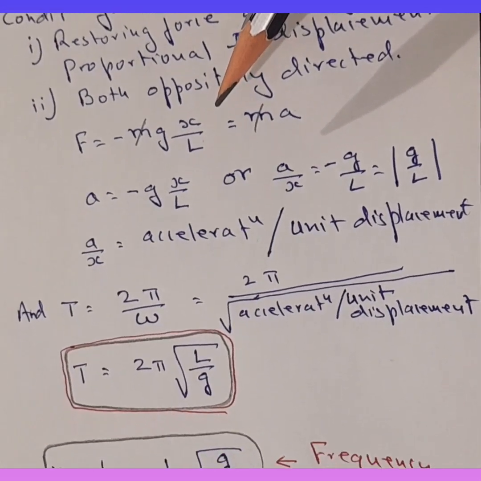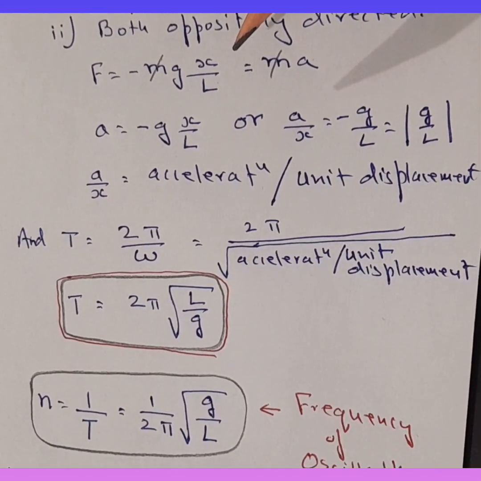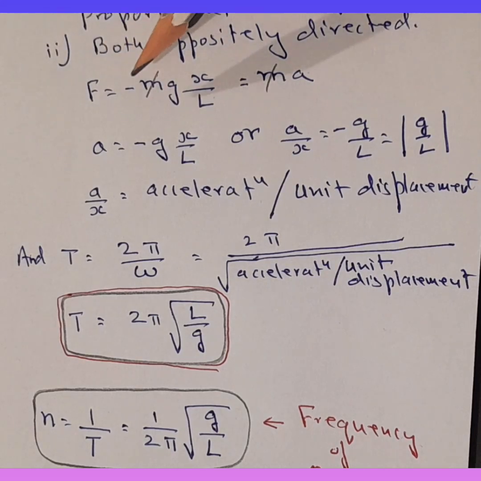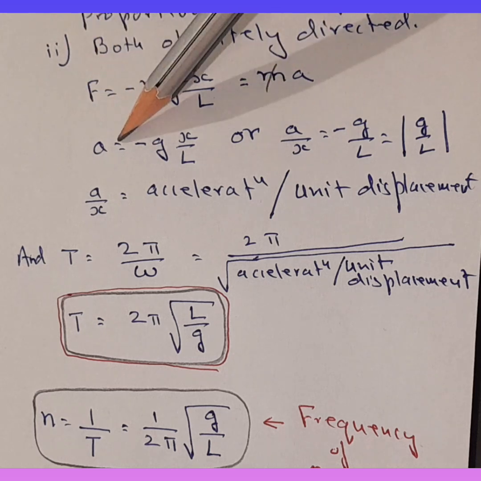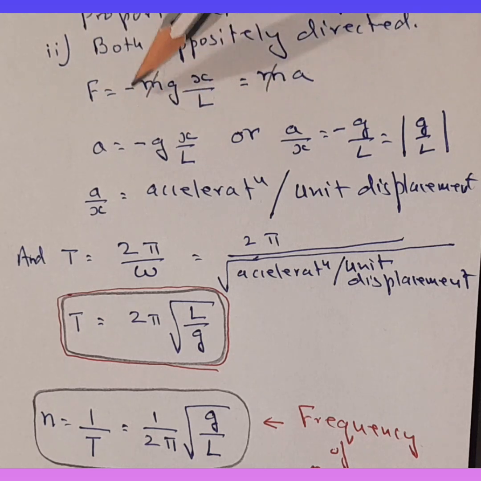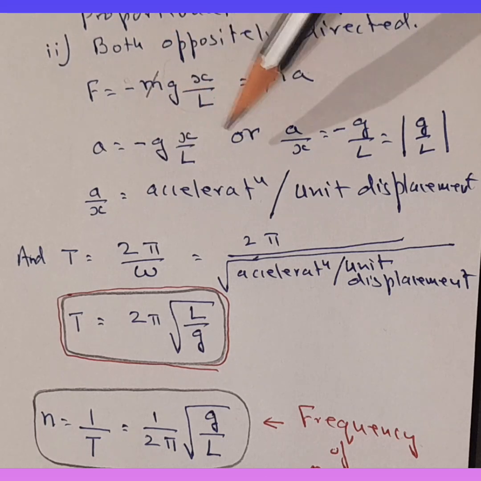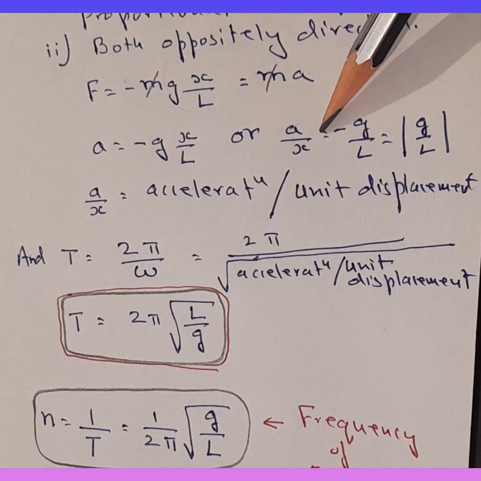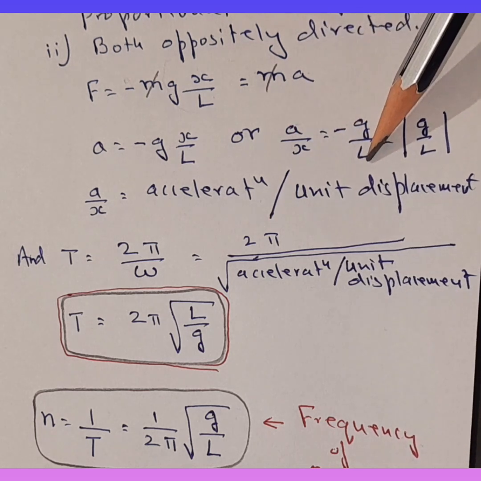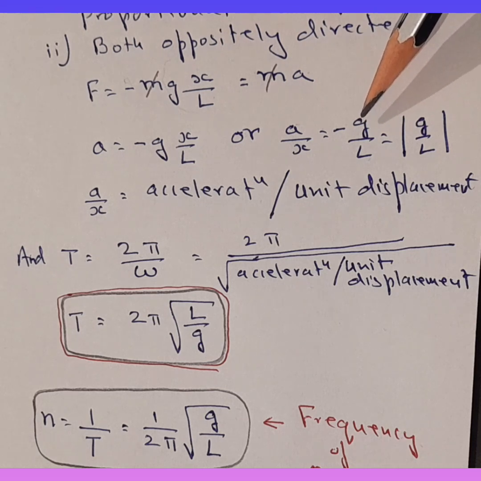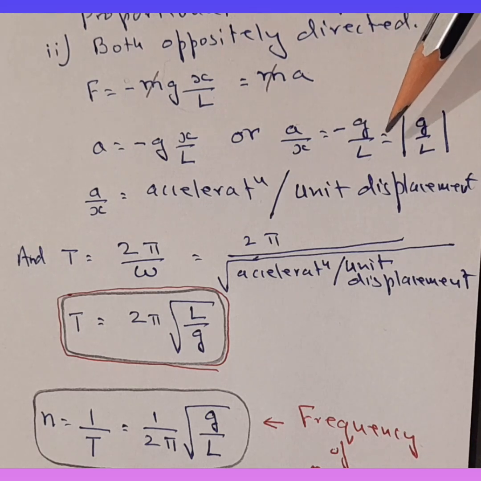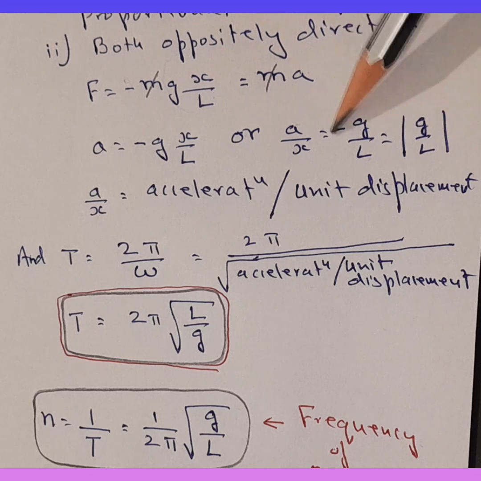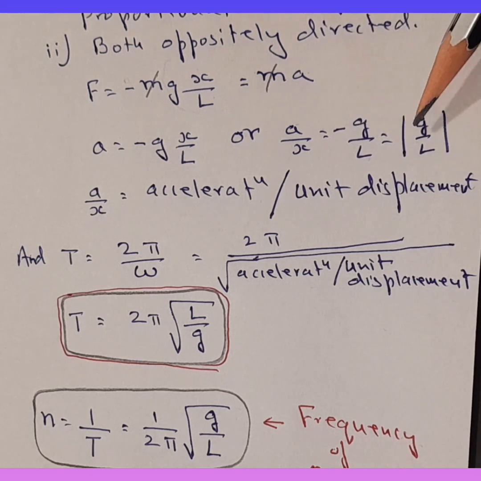F is equal to minus mg x over L. Now we know F is equal to ma, so m gets cancelled. So acceleration is equal to minus g x over L. Or we can take x below, so it becomes a over x, which is equal to minus g over L, where g is the acceleration due to gravity. In case we want the modulus, the negative sign disappears, so it is g over L.